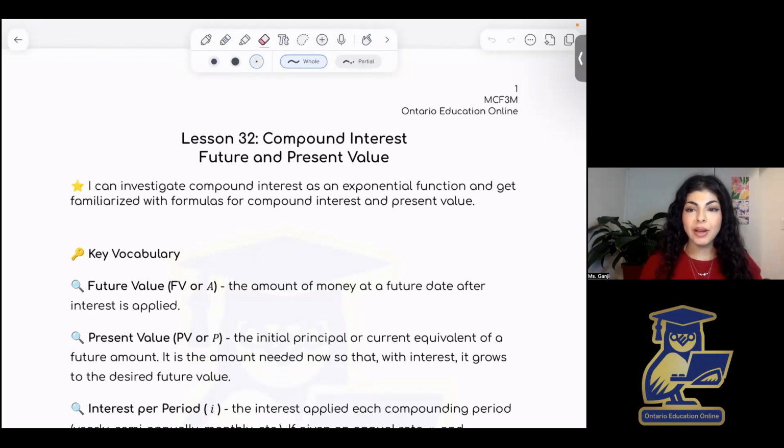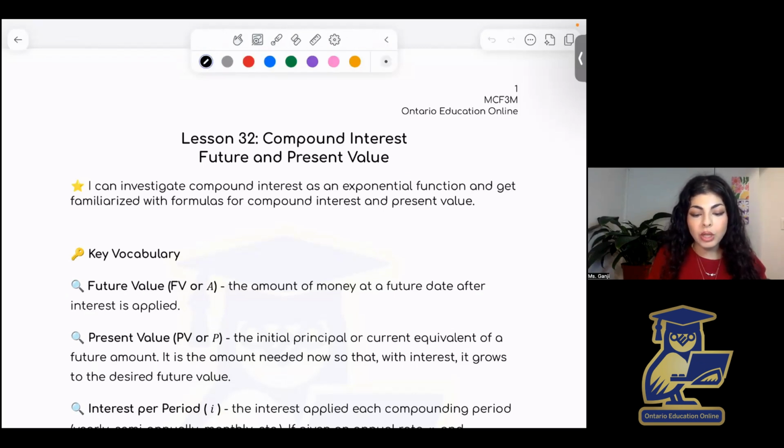Today we are looking at compound interest. Last class you were introduced to interest and rates of change, specifically simple interest and compound interest. Today we're only looking at compound interest and what that can look like, and also how to do calculations and word problems involving compound interest.